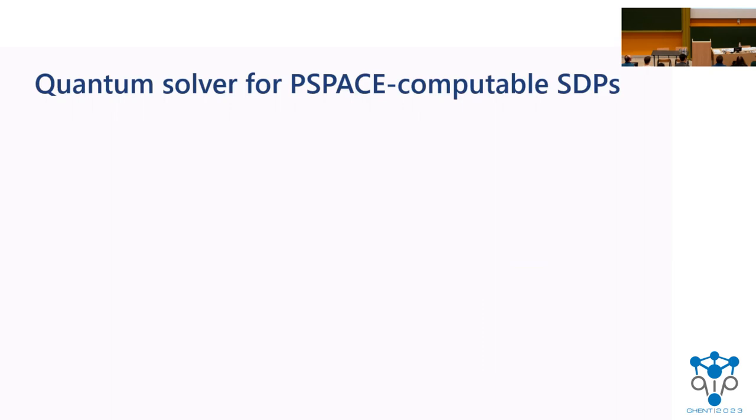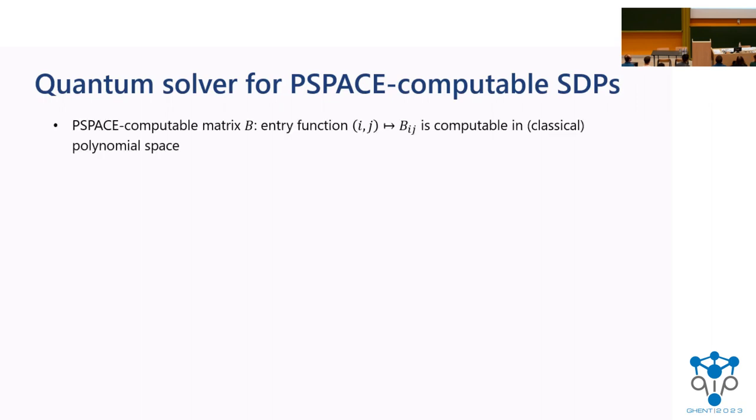We do this in a slightly more general setting, not for that particular SDP, but for what we call PSPACE-computable SDPs. These are SDPs which are exponentially large in terms of the channels and matrices, but they're PSPACE-computable, which we take to mean that for a matrix, this entry function from the indices to the matrix entry is computable in classical polynomial space.